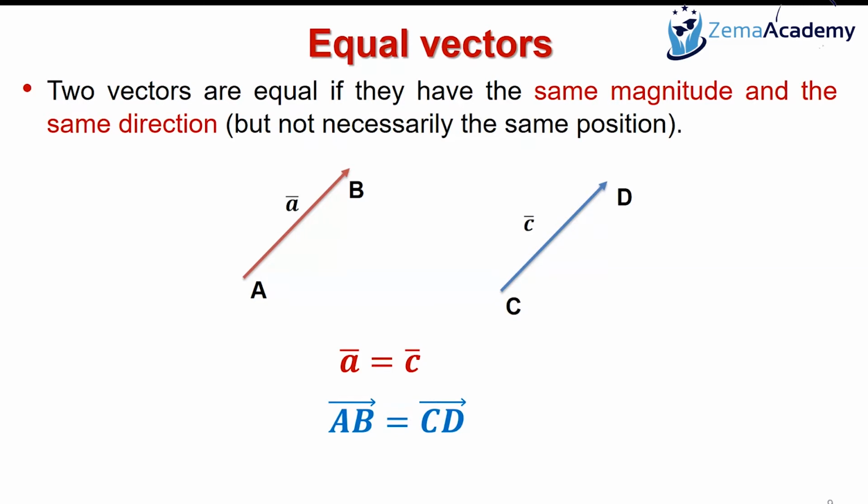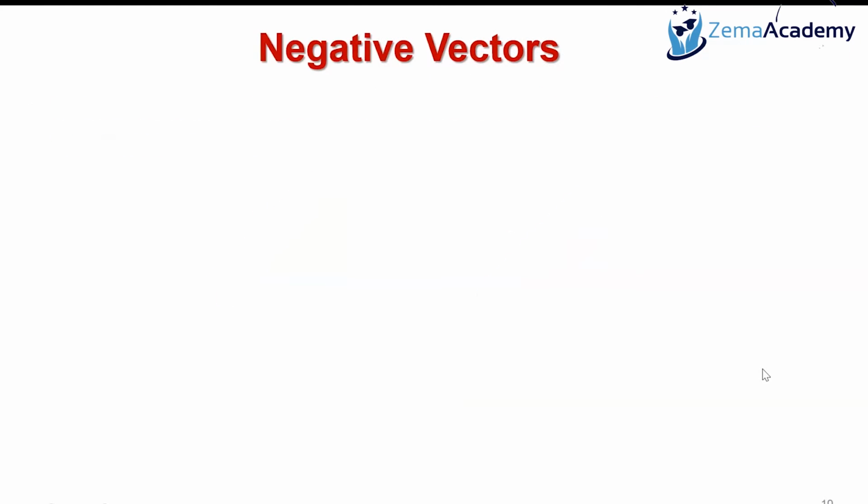So again, when we come to the next slide, when we are doing the problems related to vectors, it will become more clear what these definitions of unit vector, equal vector, and negative vector are. It will become more clear to you when we do the properties of vectors and some examples.